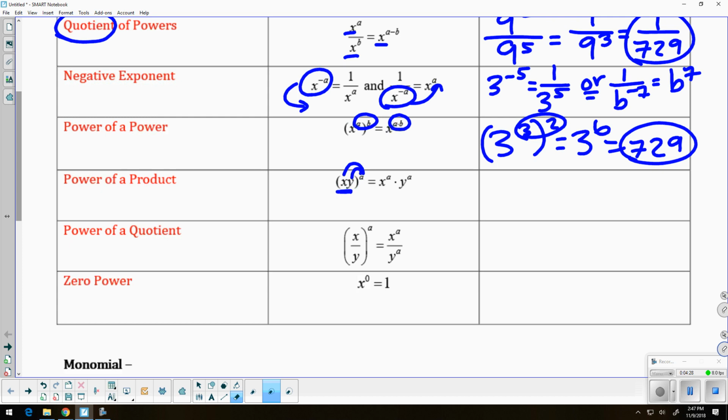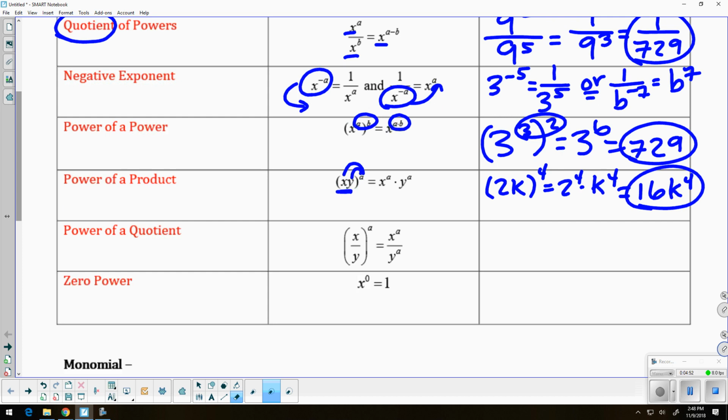So as an example, if I have 2k all being raised to the 4th power, what I'm going to do is 2 to the 4th power times k to the 4th power. So I want to raise everything to the 4th power inside, which will give you 16k to the 4th as your final answer. Okay, so 2 to the 4th power is 16, and then k to the 4th just stays k to the 4th.